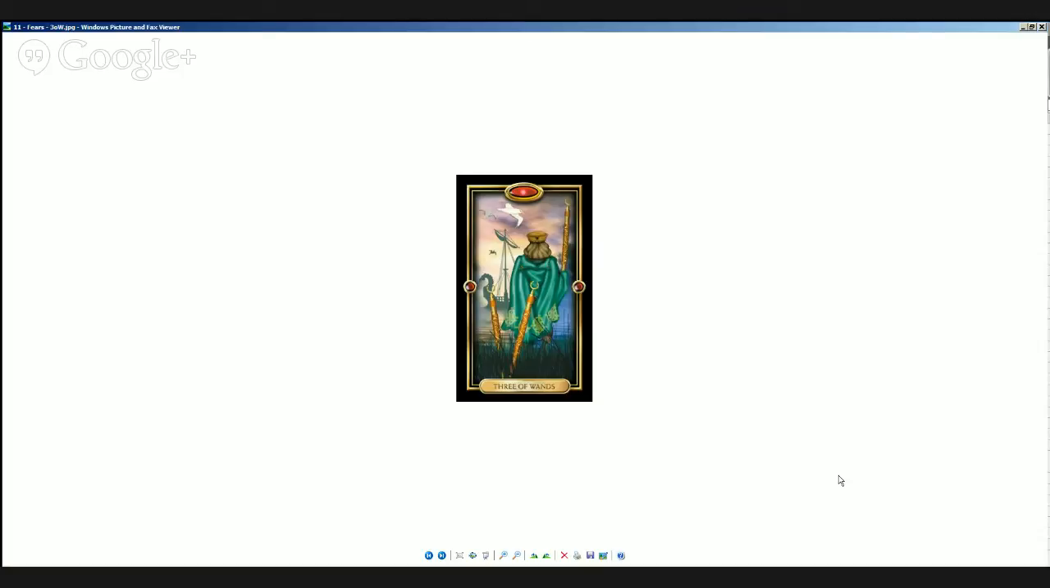3 of Wands for fear. What holds them back mentally? Well, with the 3 of Wands, this is about leadership and presumption. They're afraid of making the wrong decision. They're impatient.